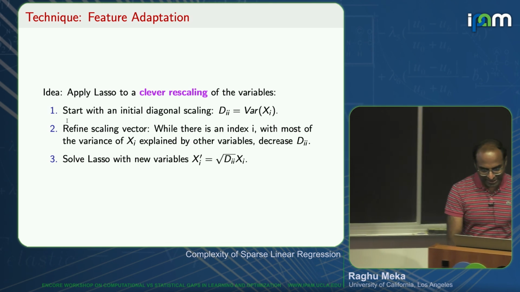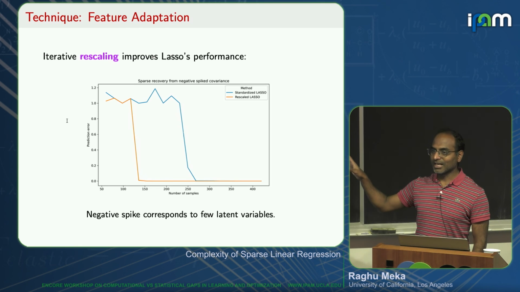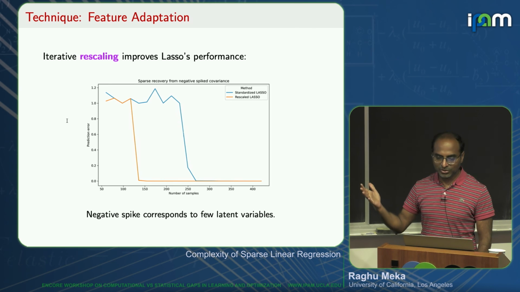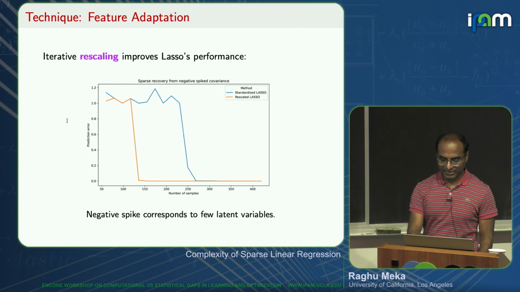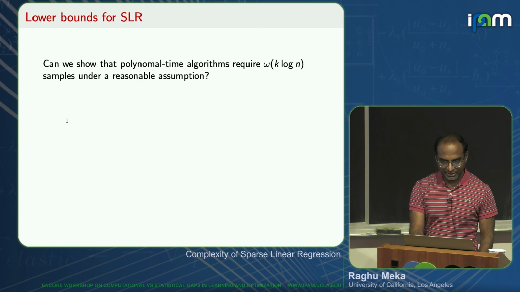Okay, in the interest of time, let me speed up a little bit. Once again, when you implement this rescaled Lasso, it's a reasonably simple algorithm. It's just a few more lines added to standard Lasso, and it works very well in practice. Okay? And finally, let me say a lower bound.